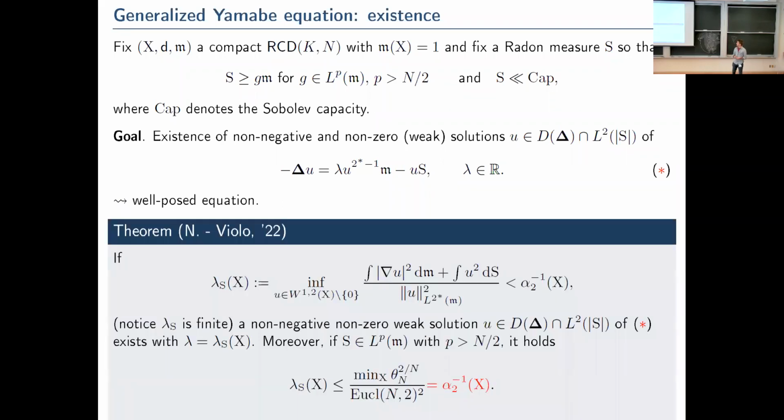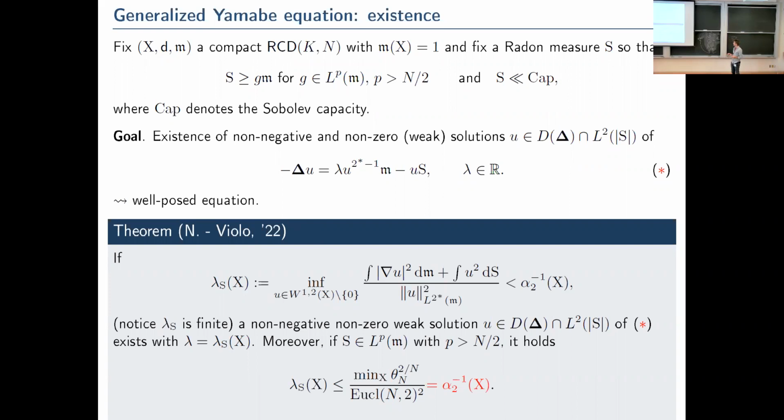And so our theorem is the existence theorem that you had in the Riemannian setting. If you prescribe strict inequality with this generalized Yamabe constants, minimizing this functional, and here the right S, then a non-zero, non-negative weak solution exists. And moreover, and here we have to drop a little bit the regularity, if S is in L^p, then you also have an Aubin and Trudinger comparison.